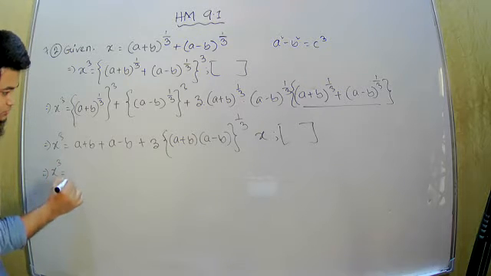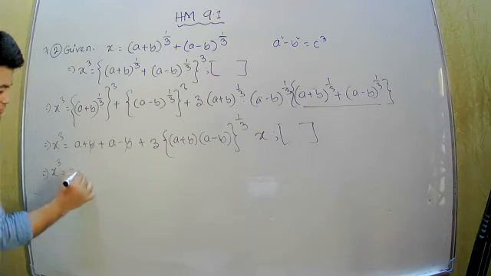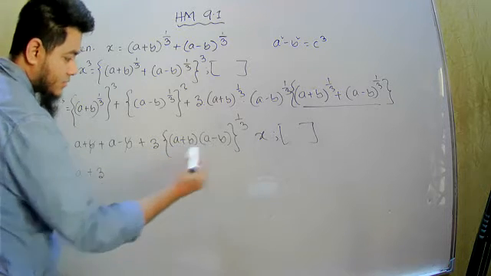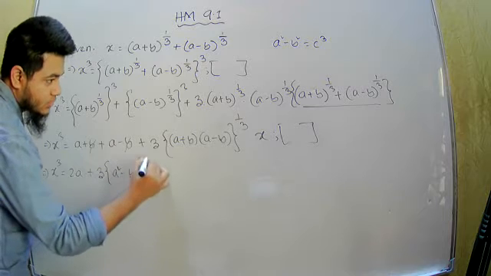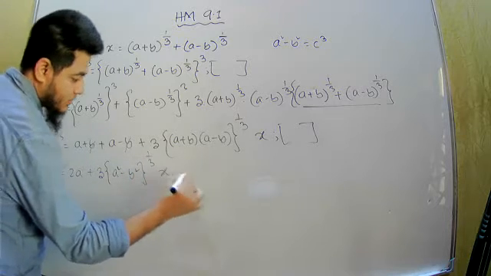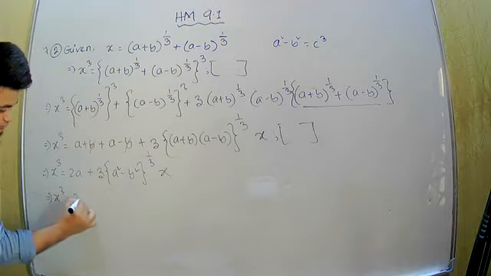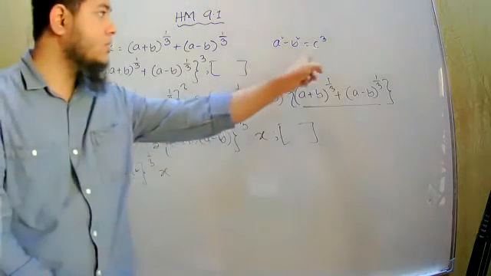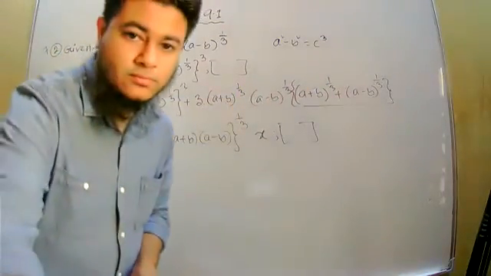So x cube is equal to plus b minus b cancel, a plus a, that is 2a, plus 3 into, you can see that a plus b into a minus b, that will give us a square minus b square whole to the power 3 into x. Then x cube is equal to 2a plus 3, a square minus b square. This can be replaced by c cube.